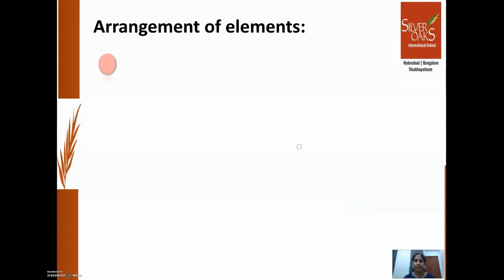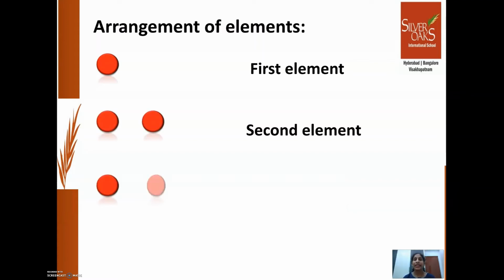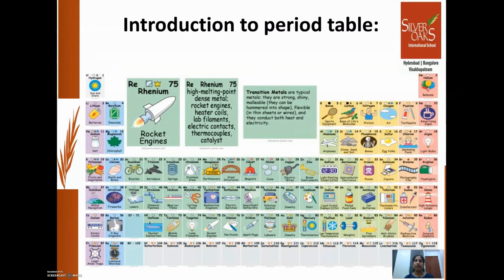Like, the element which has one proton in its atom is the first element. The element which has two protons in its atom is the second element, and the element which has three protons in its atom is the third element. And all these elements are arranged in a table called a periodic table. I know it is new, but it is something like your number chart in math. This is how a periodic table looks like. So these are all elements arranged in the periodic table.